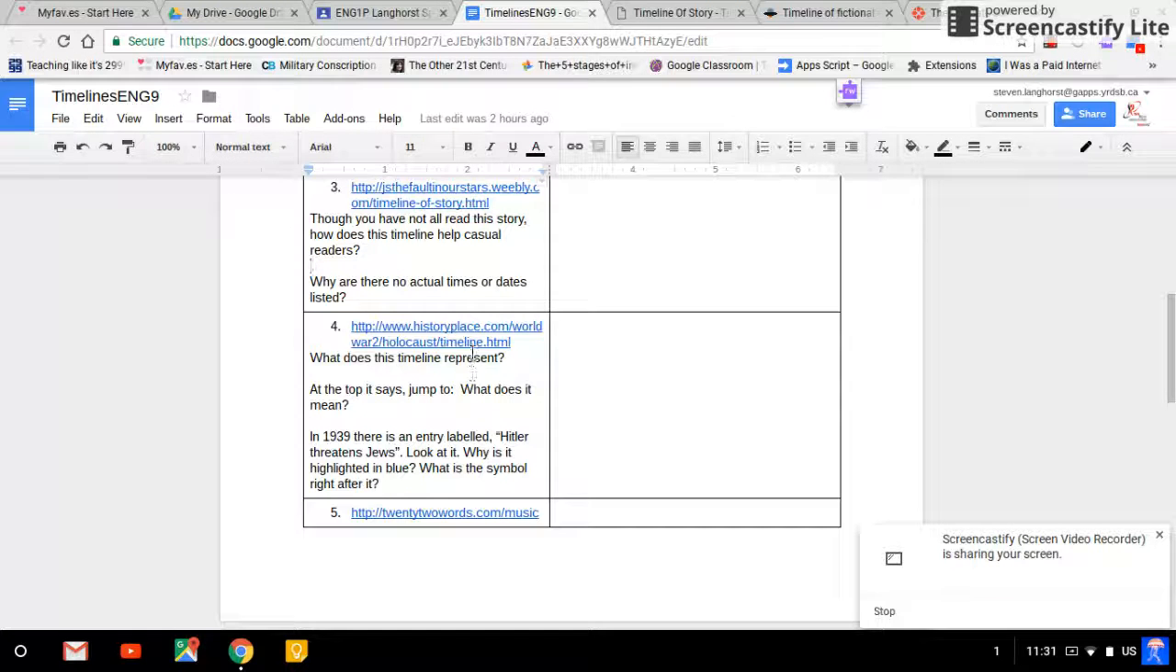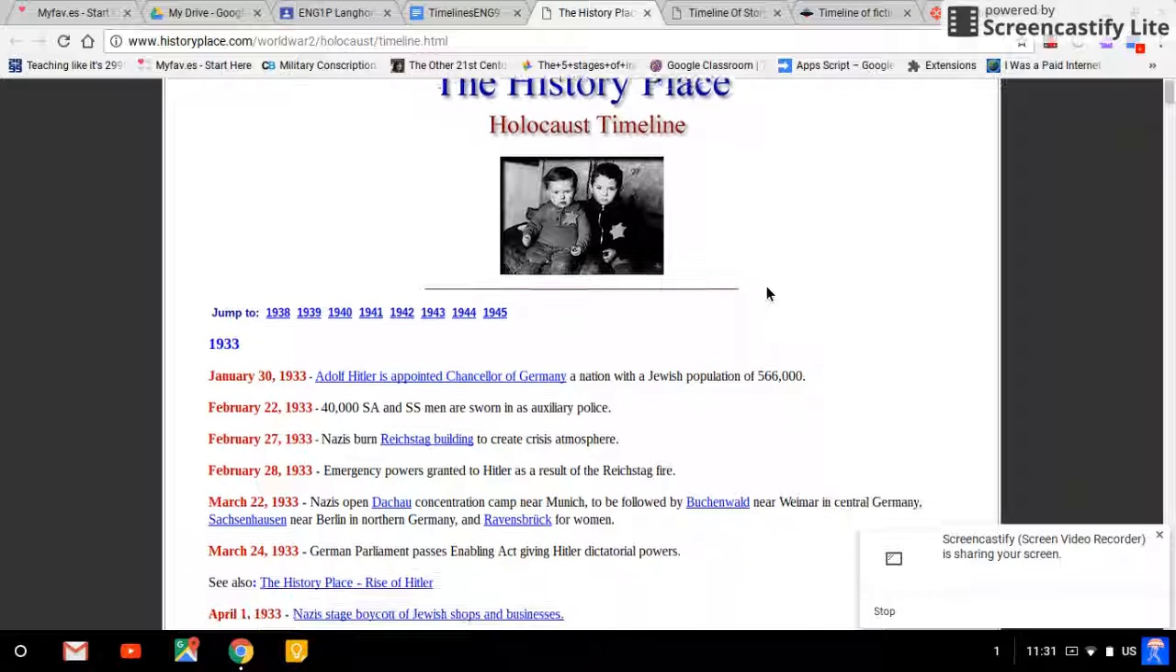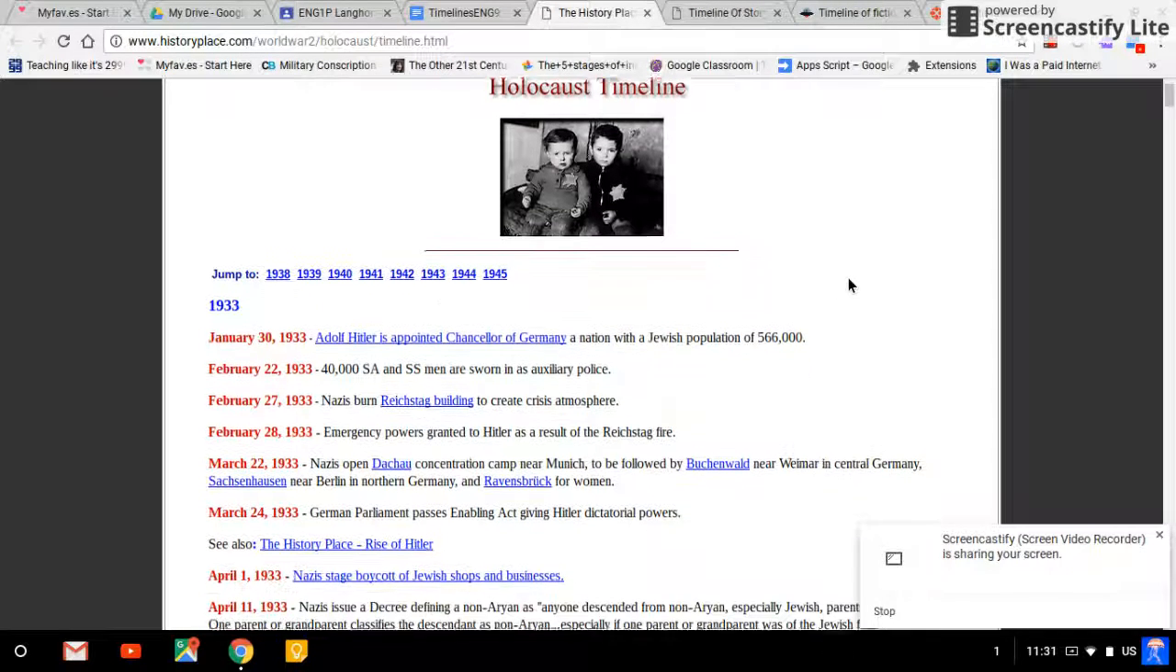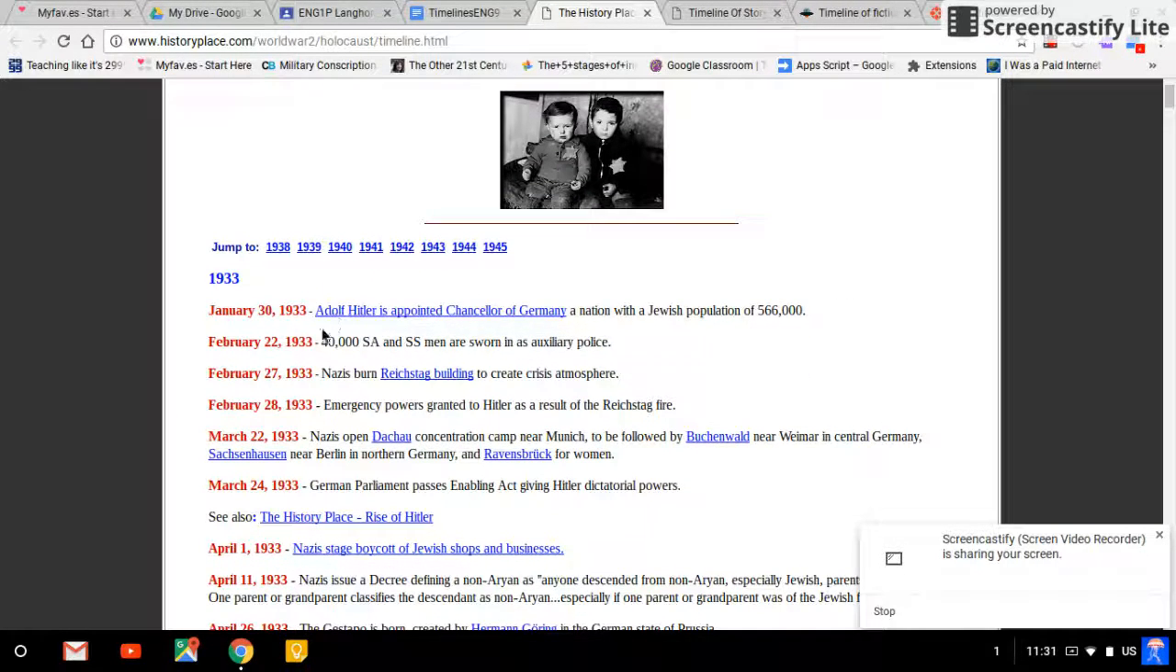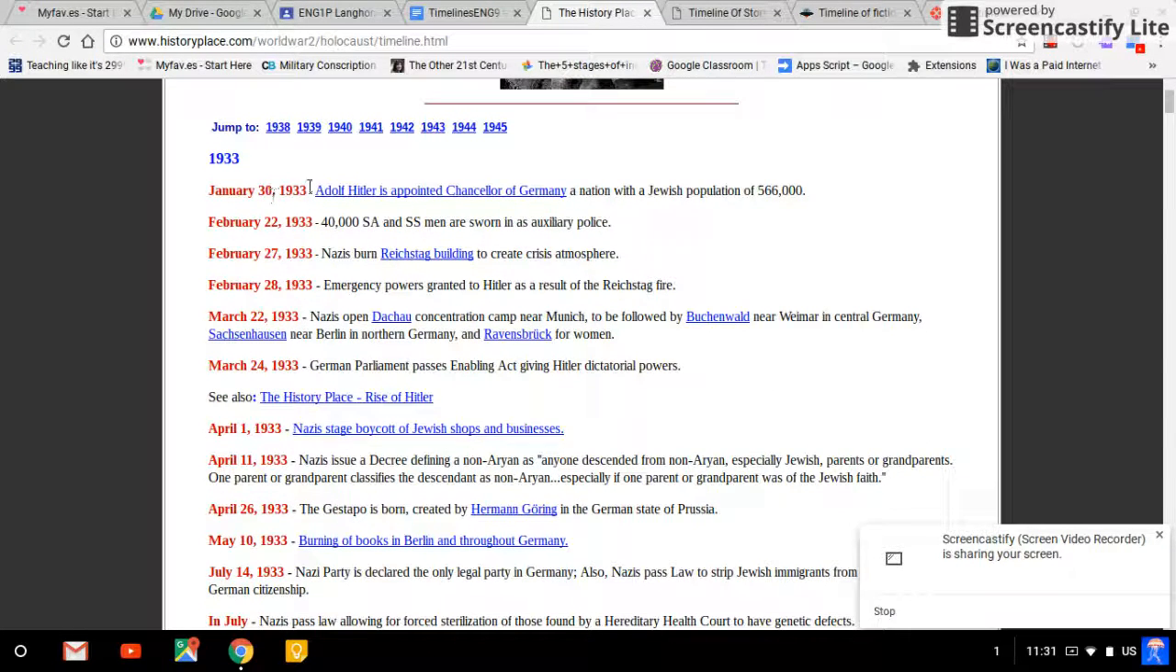Next, we're looking at a historical timeline. This one is really challenging. This one is the origins, or the timeline, of World War Two, beginning basically when Hitler takes charge of Germany.